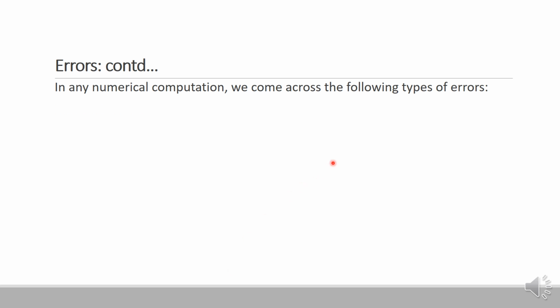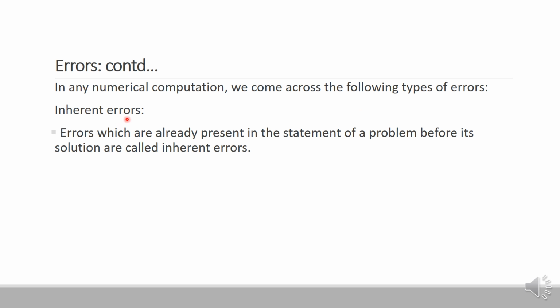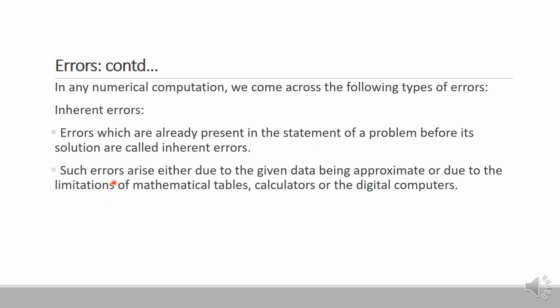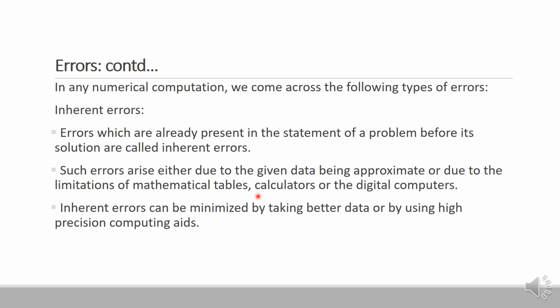In any numerical computation we come across the following types of errors. The first one is inherent errors. These errors are already present in the statement of a problem before its solution, and such errors arise either due to the given data being approximate or due to the limitations of mathematical tables, calculators or the digital computers. Inherent errors can be minimized by taking better data or by using high precision techniques.